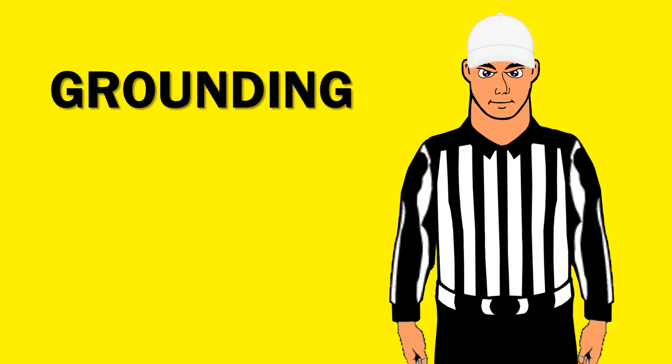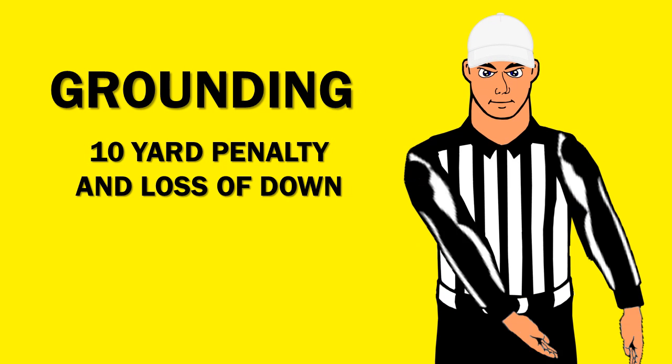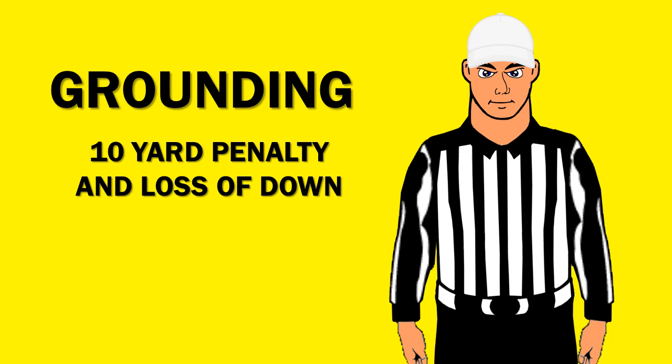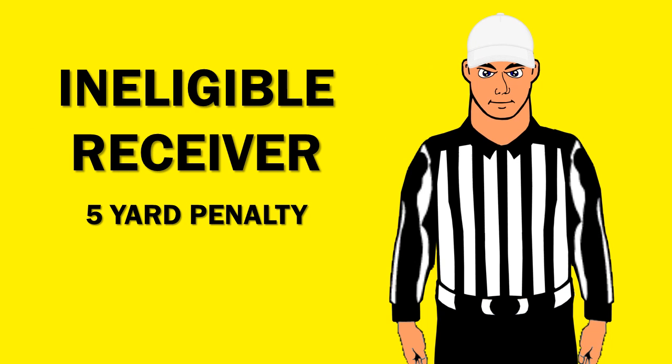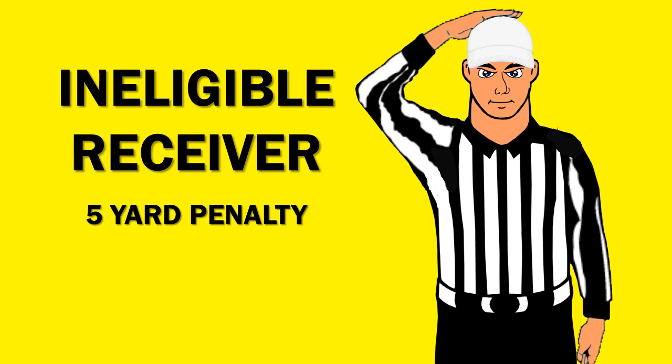Intentional grounding is when the quarterback throws a pass nowhere near an eligible receiver strictly to avoid being sacked. An ineligible receiver downfield is when one of the offensive players that is not an eligible receiver is more than 5 yards downfield from the line of scrimmage during a forward pass.